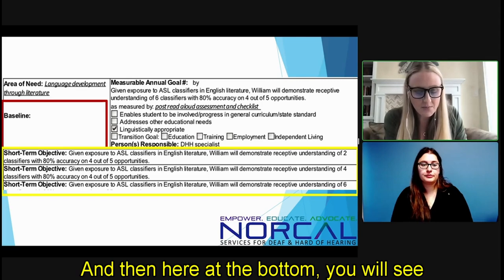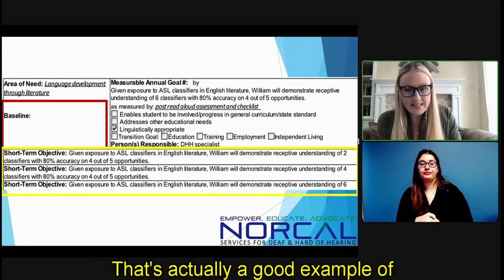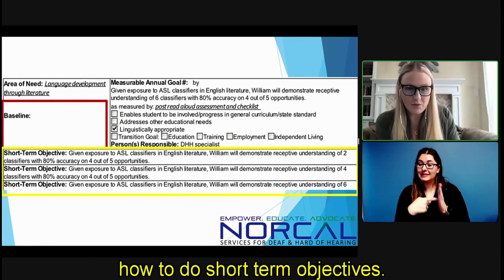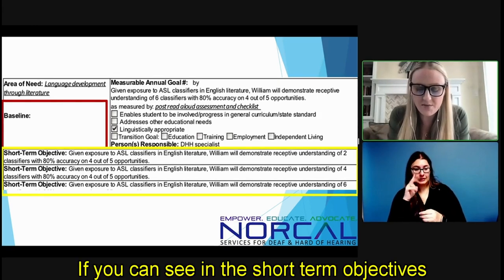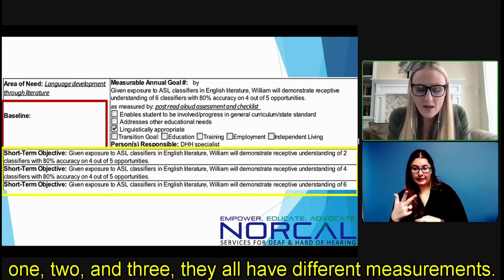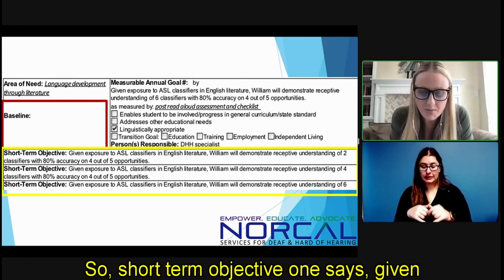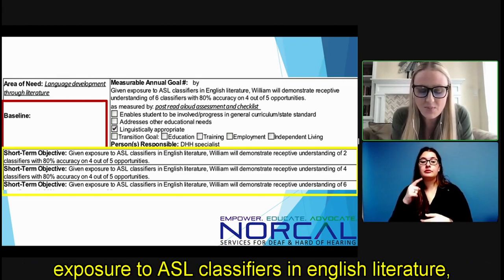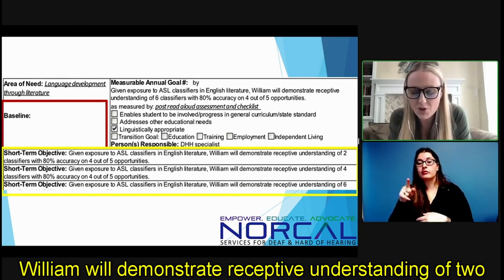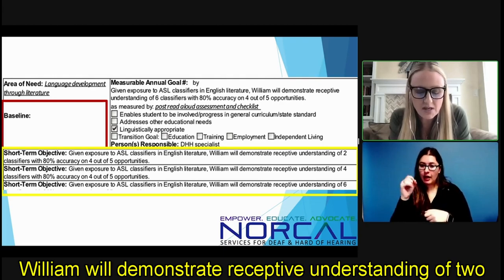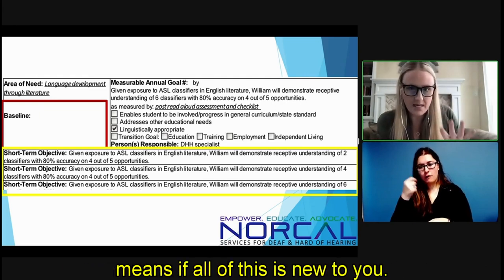And then here at the bottom, you will see that there are short-term objectives filled out. That's actually a good example of how to do short-term objectives. If you can see in the short-term objectives 1, 2, and 3, they all have different measurements. So short-term objective 1 says, given exposure to ASL classifiers in English literature, William will demonstrate receptive understanding of 2 classifiers with 80% accuracy.